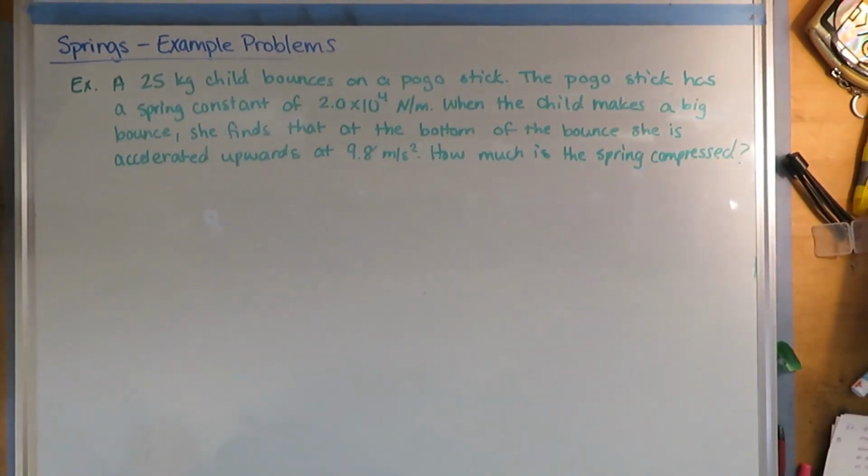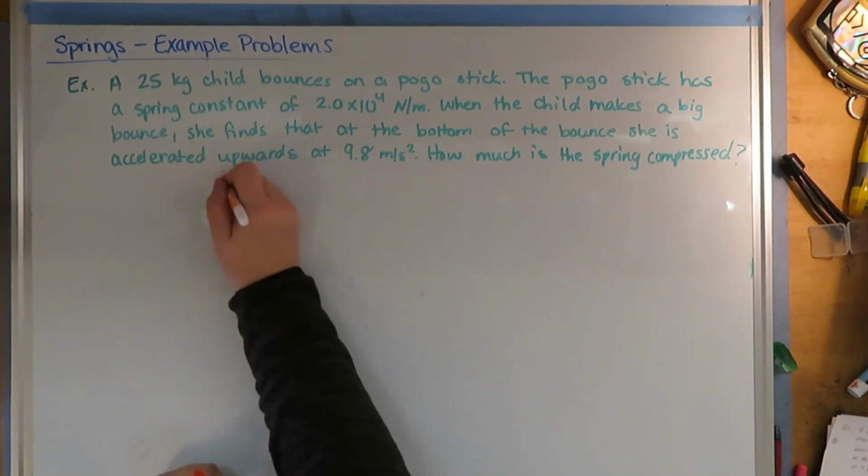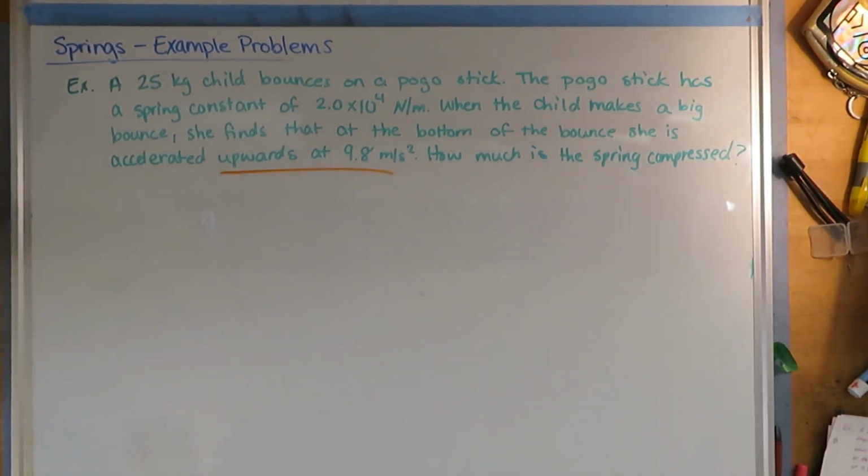All right, this problem is a little bit different. We have a non-equilibrium situation here. So we have a 25 kilogram child bouncing on a pogo stick. The pogo stick has a known spring constant. And then the child is going to make a big bounce. She finds at the bottom of the bounce, she's accelerated upwards at 9.8 meters per second squared. And we want to figure out how much is the spring compressed.